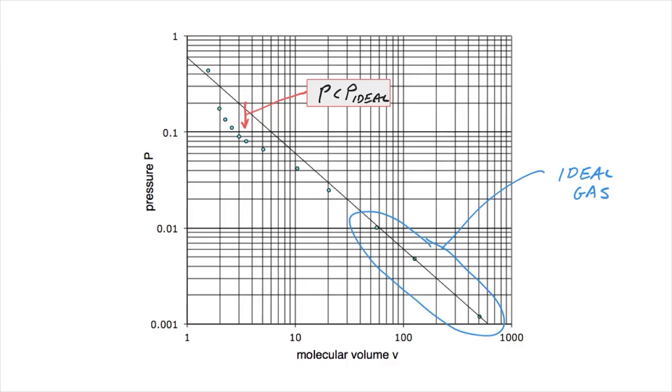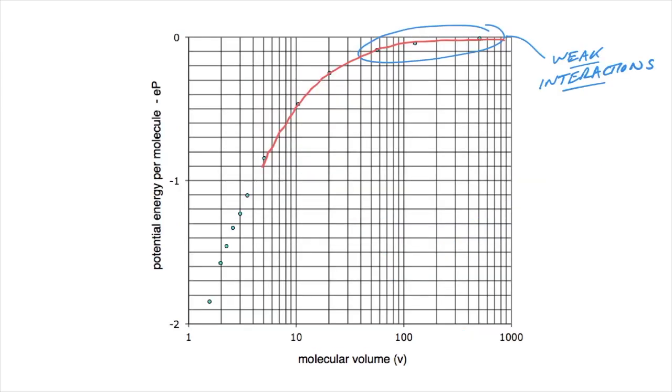Finally, as volume is decreased further, something odd happens. The pressure begins to increase again, eventually exceeding the predictions of the ideal gas law. However, over the same range, the potential energy continues to become increasingly negative. How can we understand these trends?